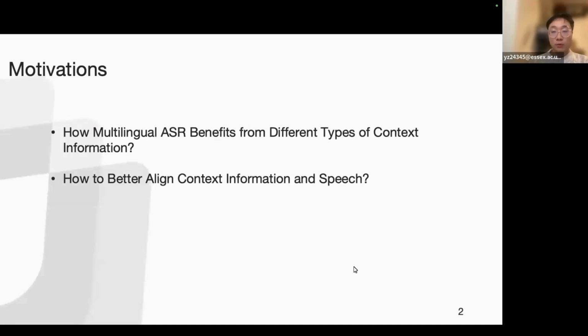Context information has been proven effective for monolingual ASR tasks, and researchers have always put context information along with the speech to improve the performance. However, two questions still remain unexplored. The first one is how multilingual ASR benefits from different types of context information. The second one is how to better align context information and the speech.